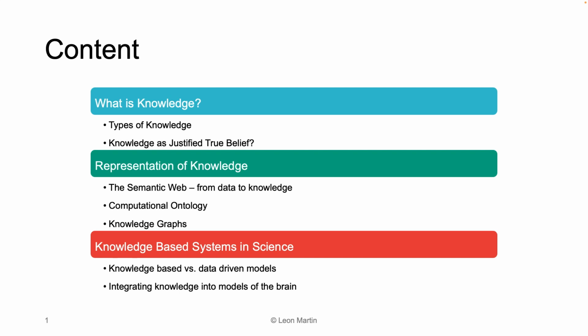So we're talking about the Semantic Web, a framework for knowledge representation on the World Wide Web, about computational ontology, how we can define different classes and concepts in a machine readable fashion. And we're talking about knowledge graphs. What are they? And about knowledge graphs in science, in biomedical science, and more precisely in brain simulation as well.